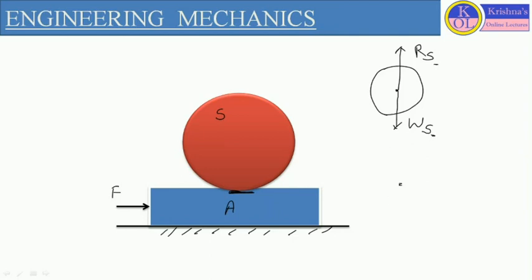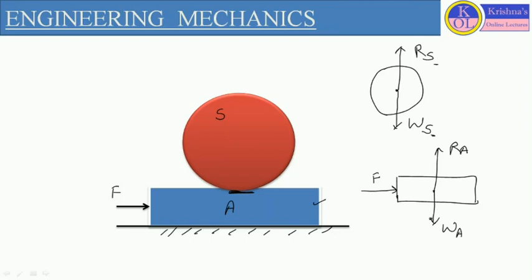Now if we want to draw the free body diagram for this particular object, first we will draw the rectangular surface for the understanding purpose. Now here, if we want to draw the free body diagram, the first force should be the weight of the object, and here we have reaction Ra and another force F.